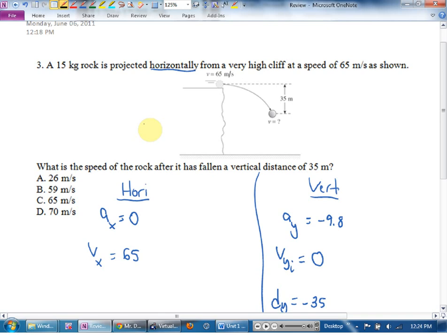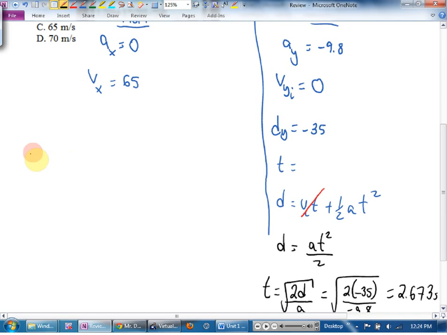Okay. I think the speed is this number right here. How can I find that? Ooh, it's a vector. I think I can find it by going horizontal plus vertical. The speed is right there. What's the horizontal? Always 65. What's the vertical? Is it zero? No, it was at the beginning. Now it has some downward velocity.